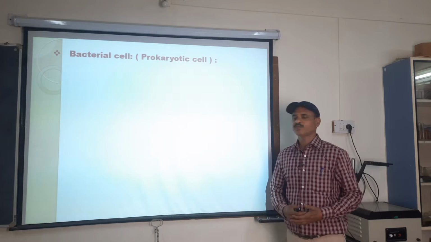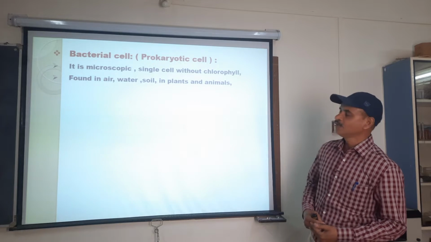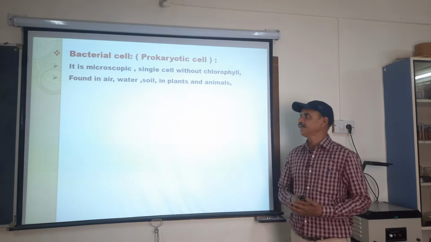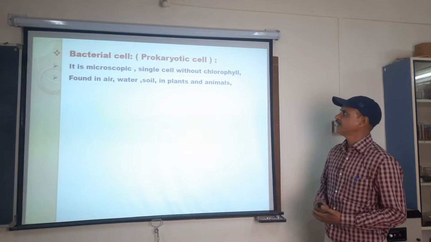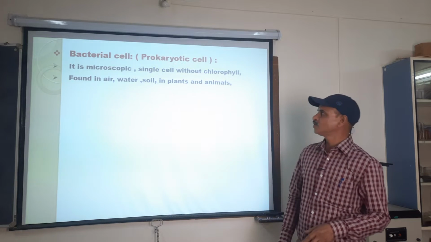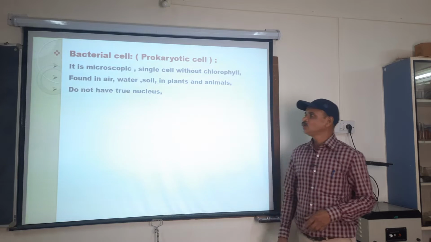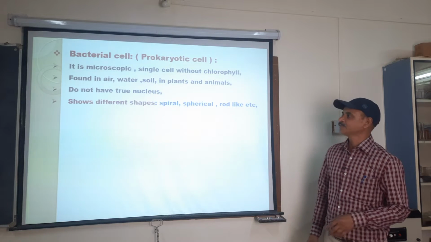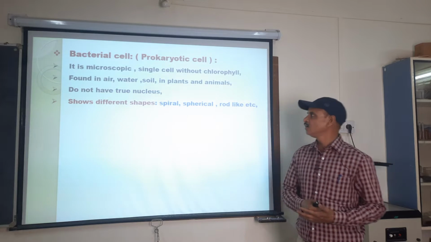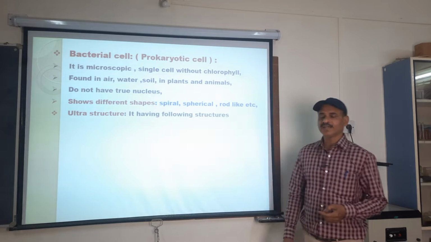Now come to the example of the bacterial cell as an ideal prokaryotic cell. The bacterial cell is a primitive cell. It is a microscopic single cell without chlorophyll pigment. It is found in air, water, soil, in different habitats, in plants as well as in animals. They do not have a true nucleus. They show different shapes: spiral, spherical, rod-like cells. Now come to the ultrastructure.